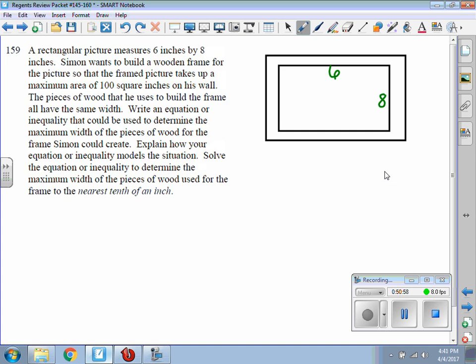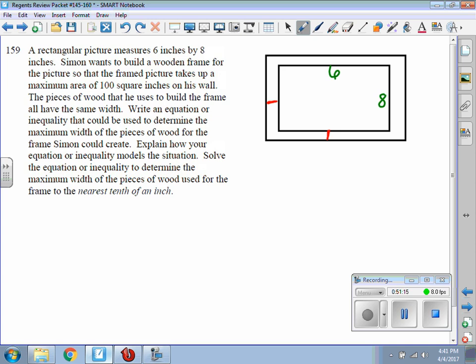Simon wants to build a wooden frame for the picture, so the framed picture takes up a maximum area of 100 inches on his wall. Here we go. This is what I was looking for. The pieces of wood that he uses to build the frame all have the same width. So this width and this width should be the same.